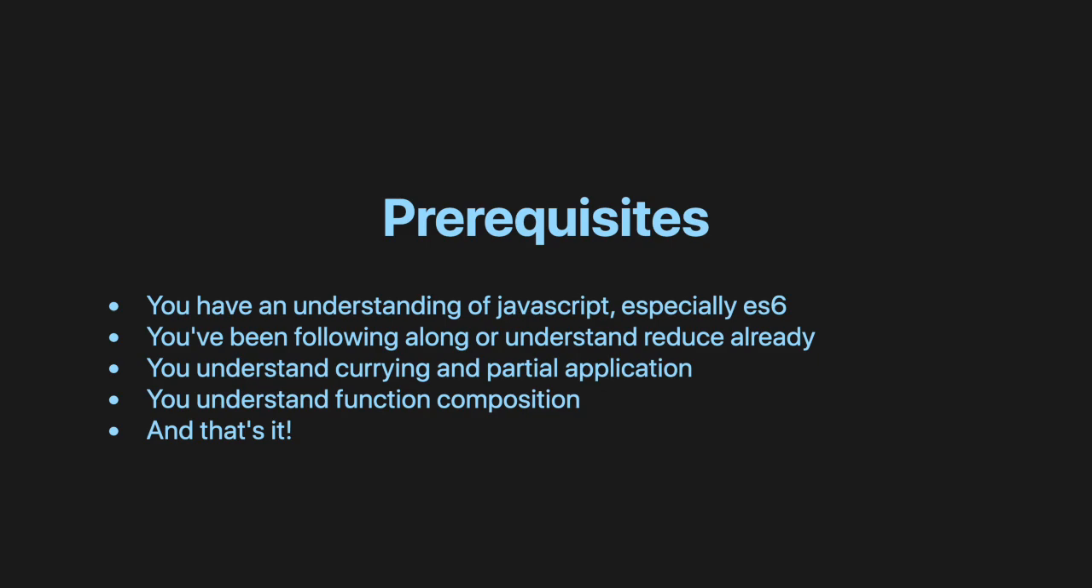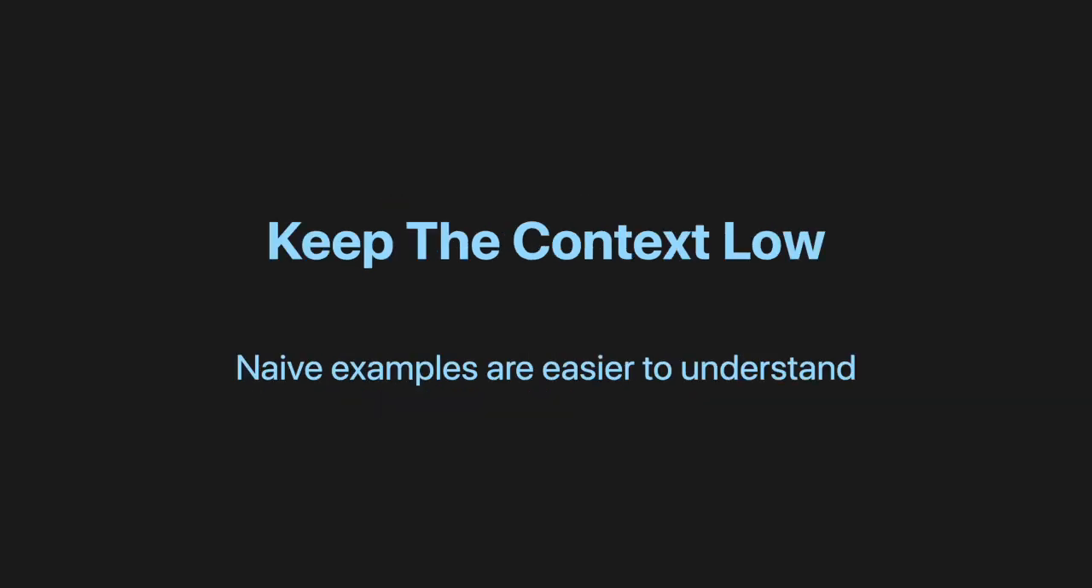All right, as always, here are the prerequisites. I'd like for you to have an understanding of JavaScript, especially ES6 syntax. Hopefully, you've been following along or understand reduce already. I'd also ask for you to at least understand currying and partial application. I do have a video on that, and I will link to it below. The other thing is that you need to understand function composition, the idea that the output of one function can be the input to another. And that's it. So I'm going to try my very best to keep the context low by using some very naive examples, but hopefully it makes it a lot easier for you to understand the concept.